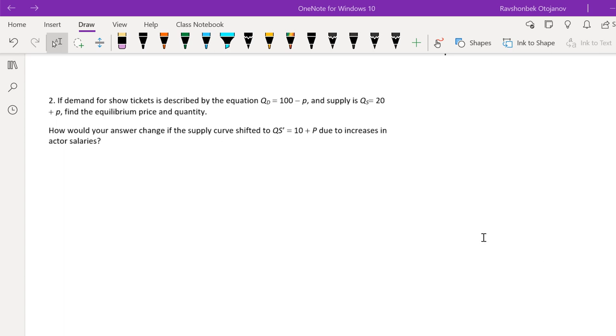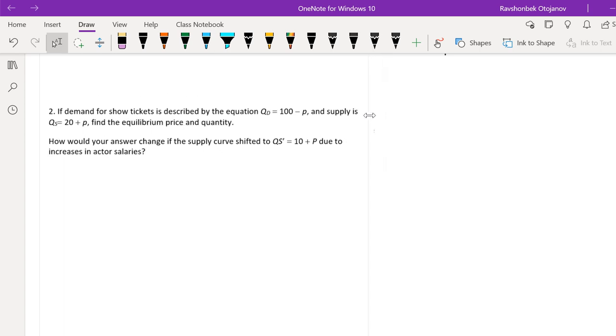So this is the second question now. Let me just correct it slightly. Okay, so this is the second question. Now, if demand for show tickets is described by this equation, and supply is given by this equation, find the equilibrium price and quantity. So let's solve this first.